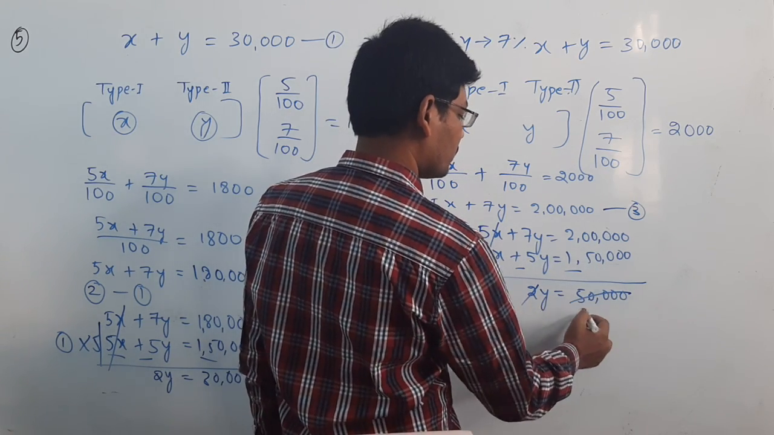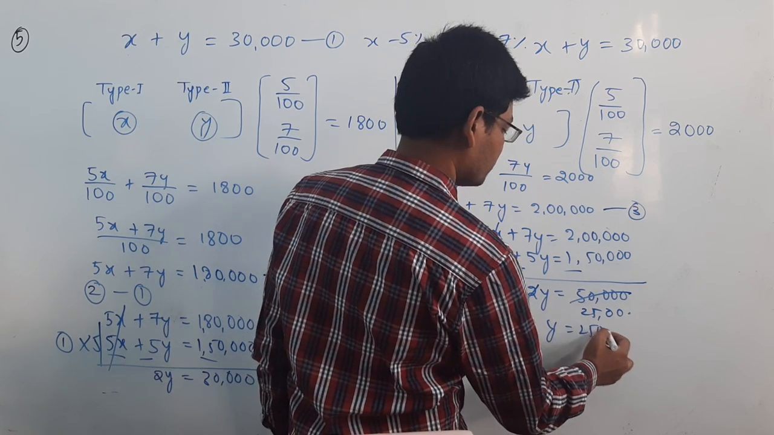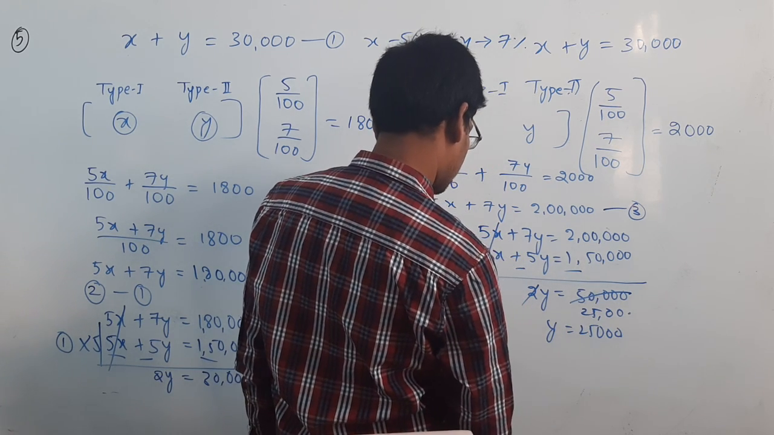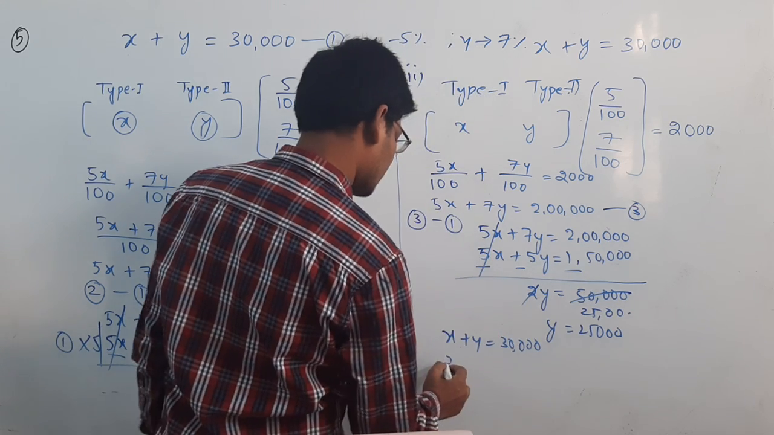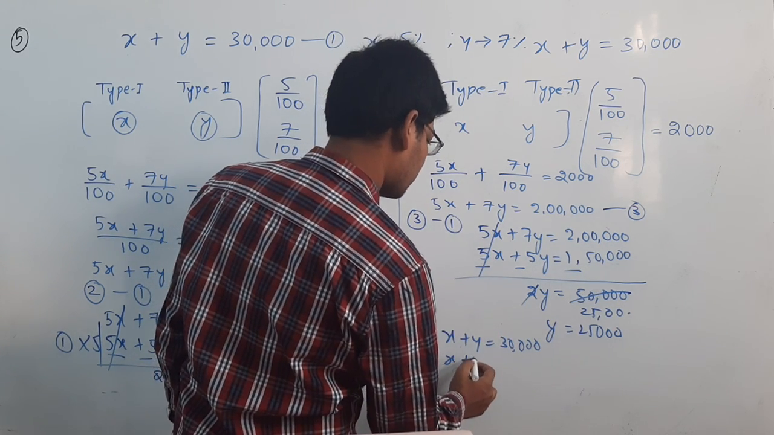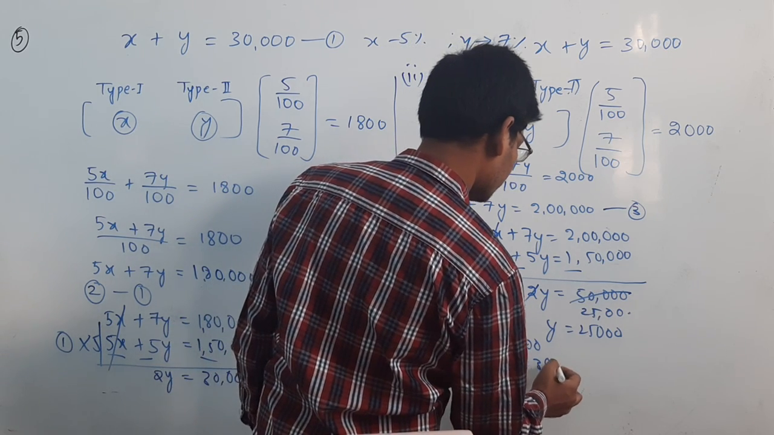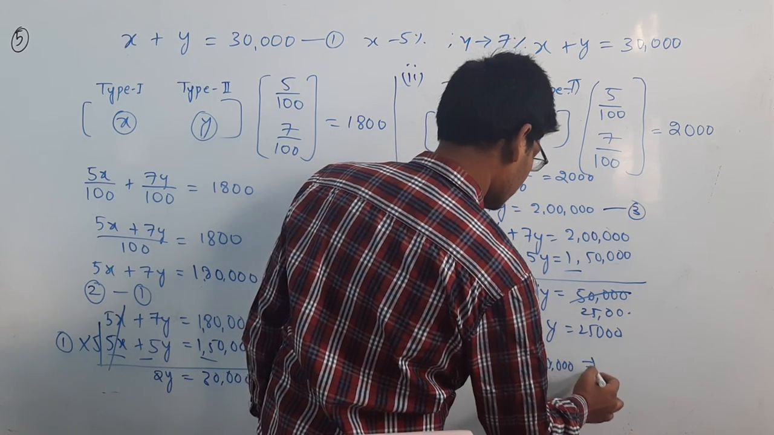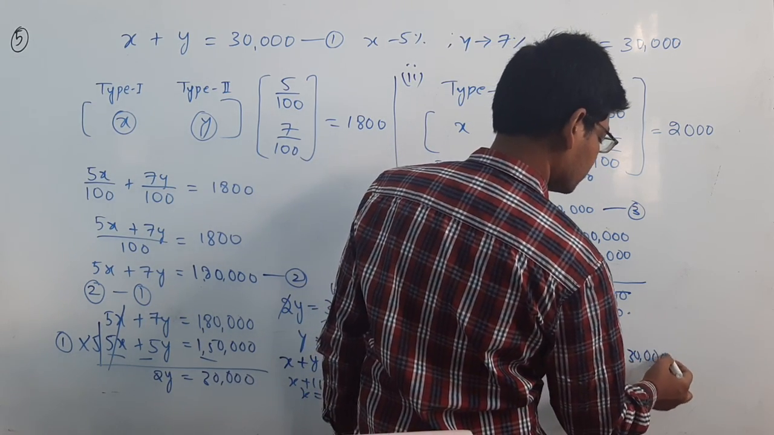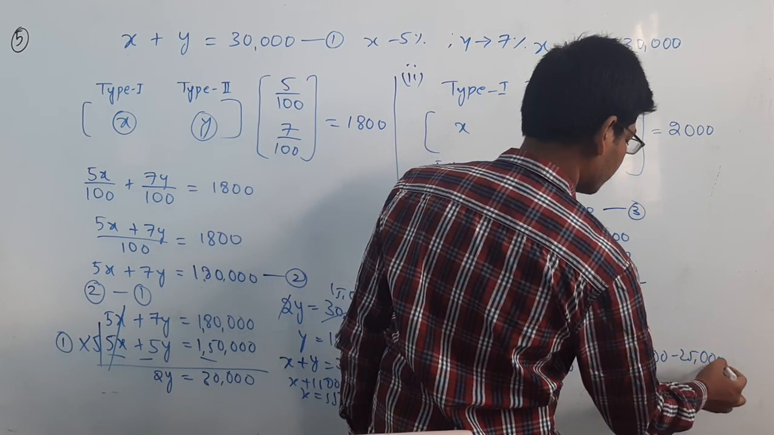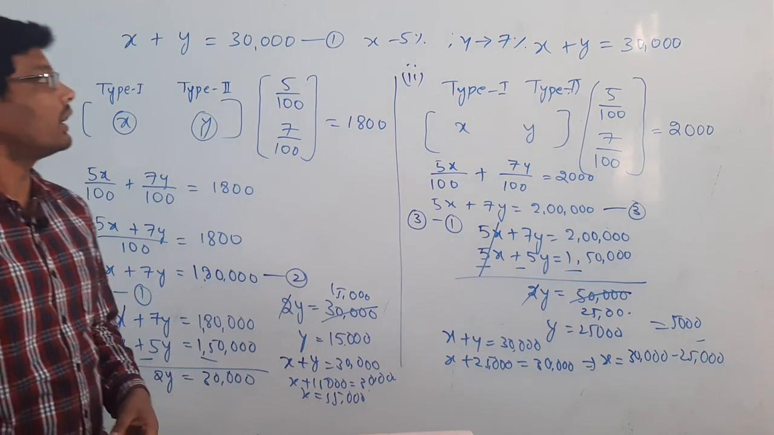So y is equal to 25,000, and x plus y is equal to 30,000. Then x plus 25,000 is equal to 30,000. Then x will become 30,000 minus 25,000, that is equal to 5,000. This is the solution for the question.